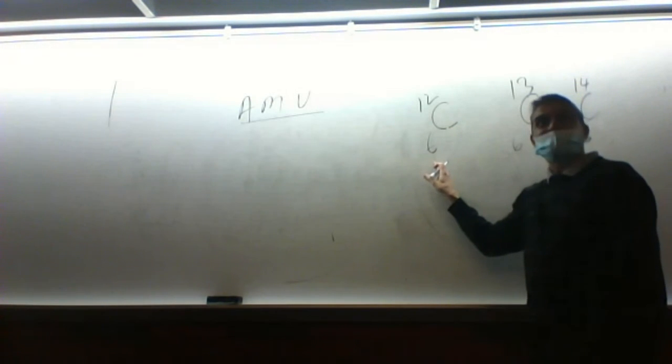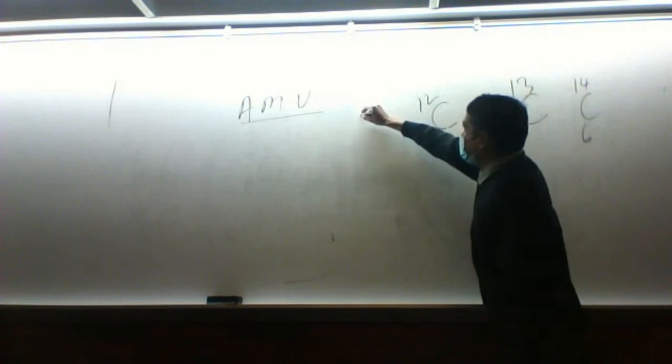This carbon has 6 protons, 6 electrons. This carbon has 6 protons, 6 electrons. This carbon has 6 protons and 6 electrons, right? But this carbon has 12 minus 6, 6 neutrons. This has 13 minus 6, which is 7 neutrons. And this carbon has 14 minus 6, 8 neutrons. So even though it is the same element, it has kind of twins, or triplets.